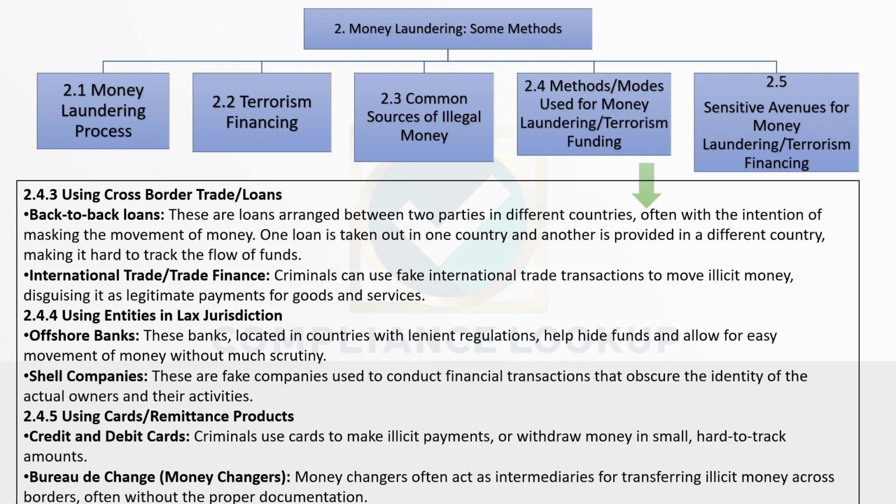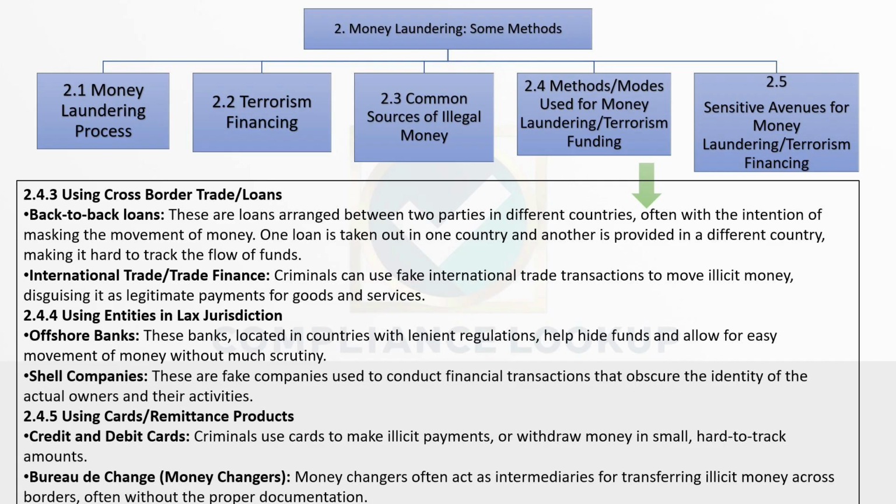Example: a company in country A takes a loan from a foreign subsidiary in country B. In return, the parent company in country A provides a loan to the subsidiary in country B. This creates a circular transaction that looks legitimate on paper but is actually being used to move illicit funds across borders while evading detection by regulators in both countries.